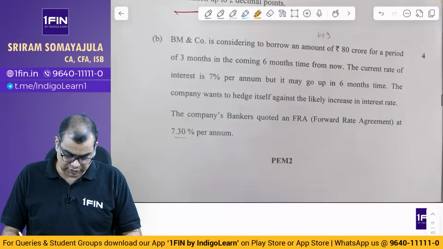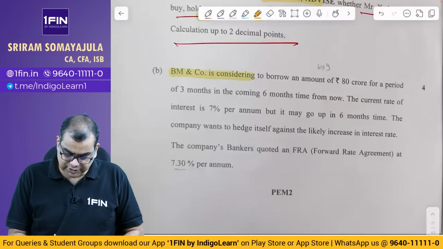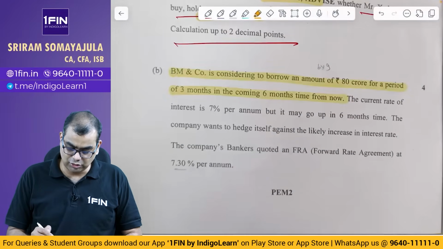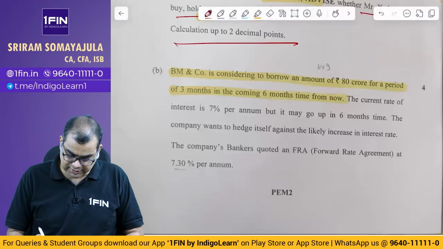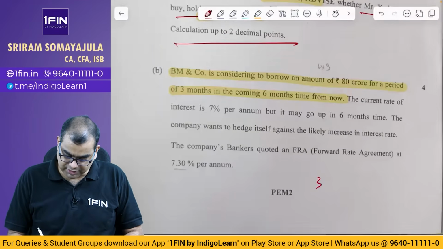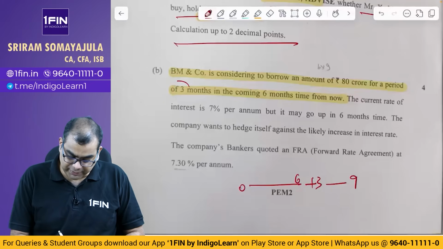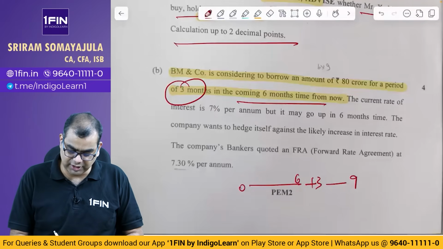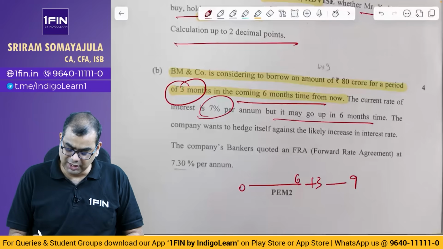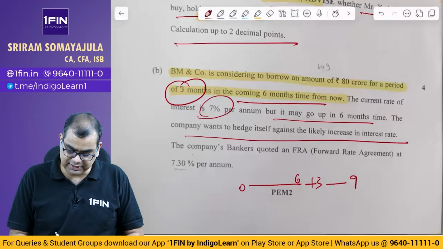Next, 2B. BM is considering to borrow an amount of 80 crore for a period of 3 months in upcoming 6 months time from now. So, basically, they are considering 3 months after 6 months, 0 to 6, 6 plus 3, basically 9. Current rate is 7%, but it may go up in 6 months time. The company wants to hedge itself against the likely increase in interest rate. The company's bank has quoted an FRA at 7.3%.